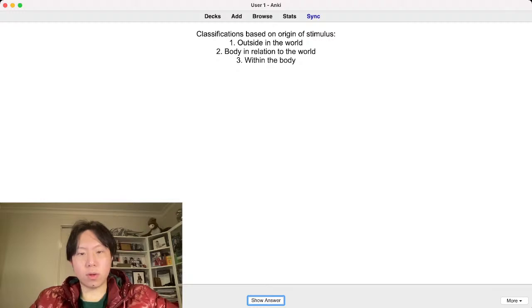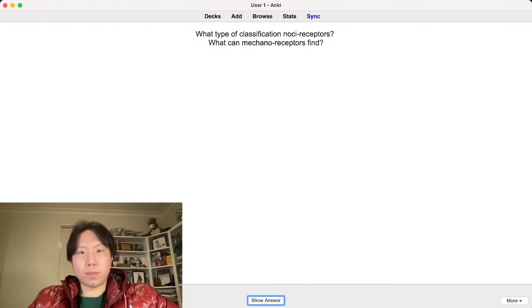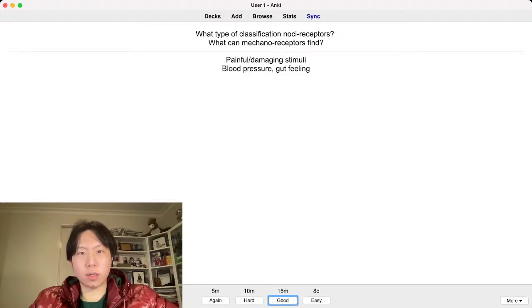Classification based on origin of stimulus. Outside in the world, body in relation to the world. Exteroception, proprioception, interoception. I guess it's kind of like somatosensory. What's nociception? Oh, that's from inside the body, isn't it? Oh no, pain. Alright. Blood pressure, gut feeling.